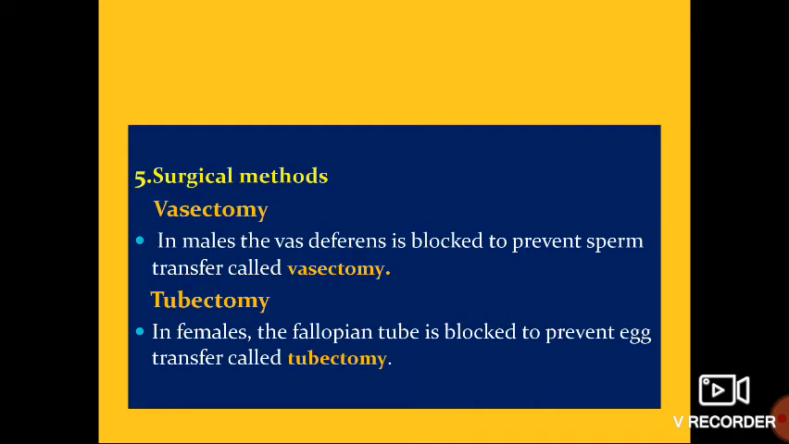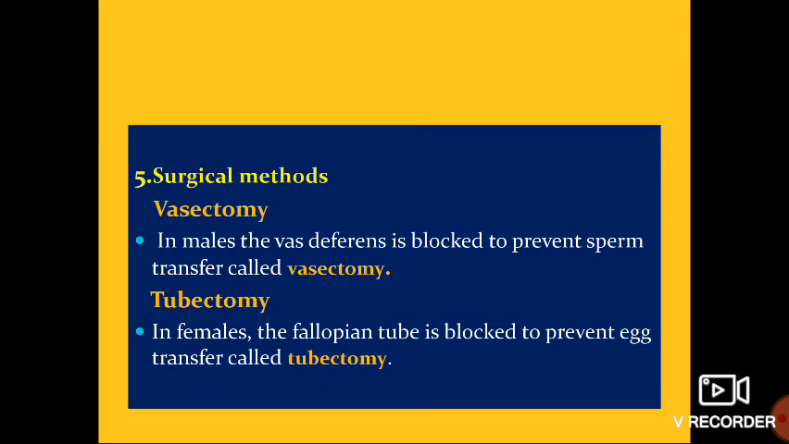The fifth one is surgical methods, or we can call this method the complete sterilization method and it is an irreversible method. Vasectomy and tubectomy are the major surgical methods of contraception. Vasectomy in males and tubectomy in the case of females. In males, the vas deferens is blocked to prevent sperm transfer. Vas deferens is an accessory duct of the male reproductive system. Here it is cut and tied or blocked to prevent the sperm transfer from testis to the urethra or to the penis. Thereby, we can block the transfer of sperms.